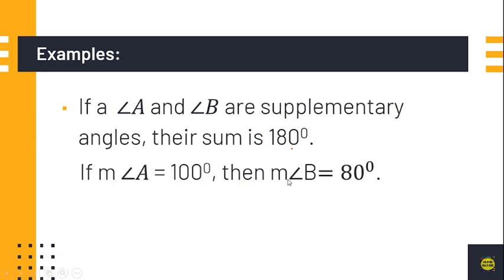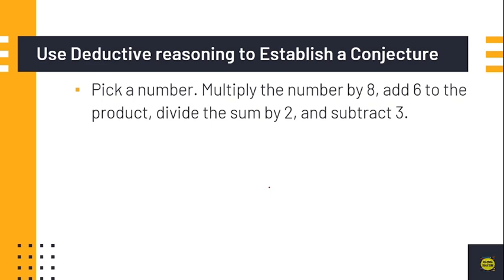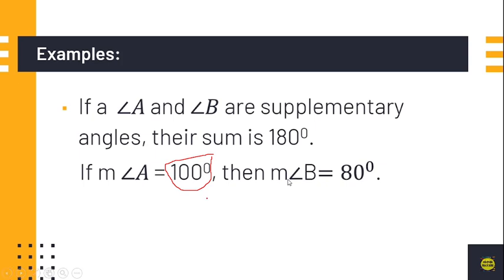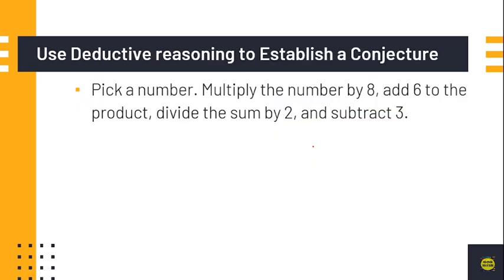For example, if the measure of angle A is 100 degrees, then the measure of angle B is equal to 80 degrees. If we add them, 100 plus 80 equals 180. So we can reach a generalization or conclusion.